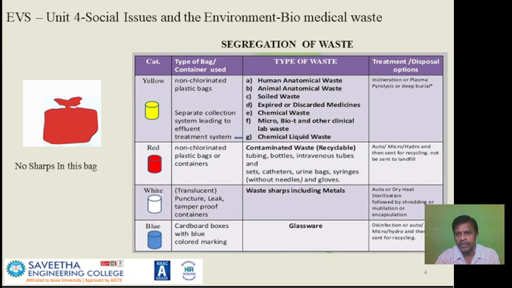It has the contaminated waste, recyclable tubing, bottles, intravenous tubes and sets, catheters, urine bags, syringes without needles, and gloves. It is treated by using autoclave, microwave or hydroclave and then sent for recycling, not to be sent to landfills. And if it is white, it is called translucent. Puncture-proof, leak-proof, tamper-proof containers for waste sharps including metals, and it can be treated and disposed by using autoclave or dry heat sterilization followed by shredding or mutilation or encapsulation.